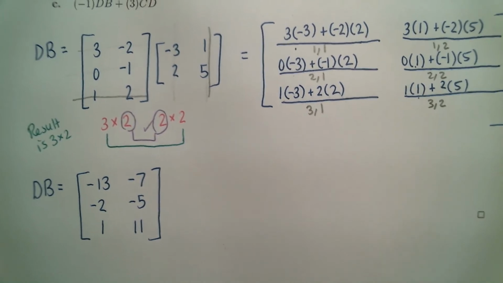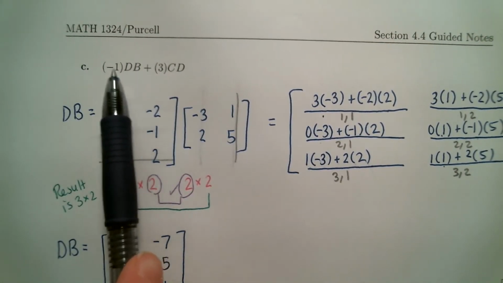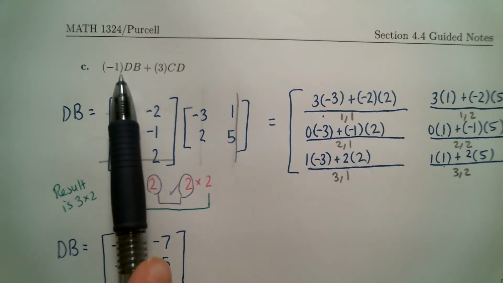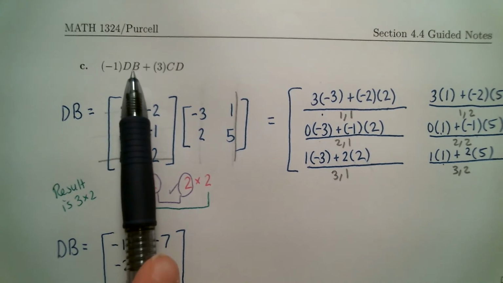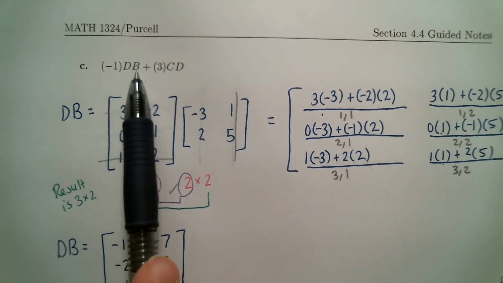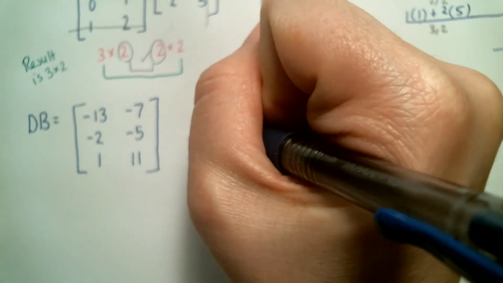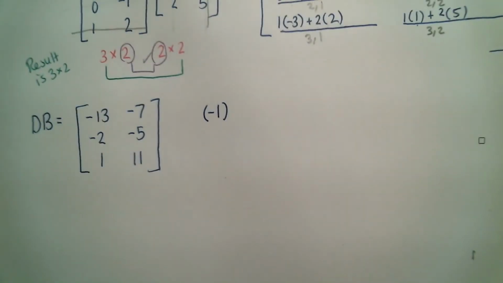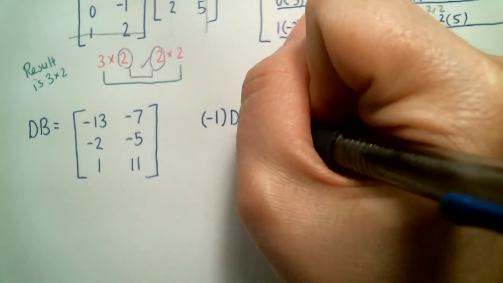But remember, according to our master plan here, we're going to have to do scalar multiplication once we have D times B. So now we're going to have to do -1 times D times B. I'm going to write that out to the side. I'm going to go ahead and do the scalar multiplication before I move on to the C times D part of this problem. So -1 times D times B.